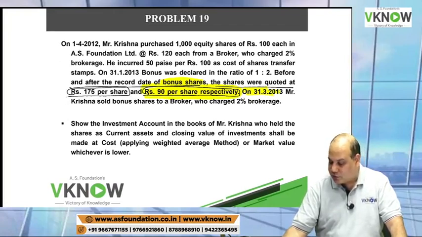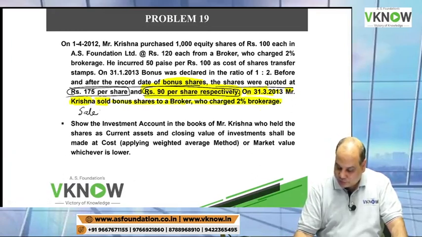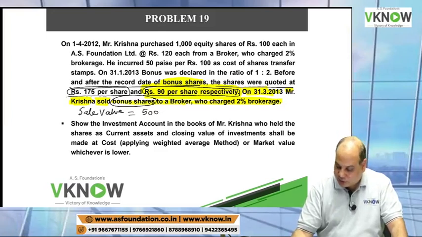On 31st March 13, Mr. Krishna sold bonus shares to a broker who charged 2% brokerage. So what is the sale value? Mr. Krishna sold bonus shares. Bonus shares means how many shares? It means 500 shares because he had received 500 shares.